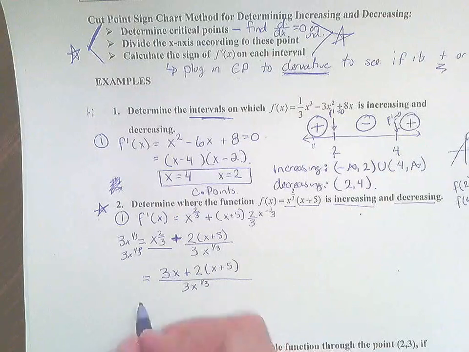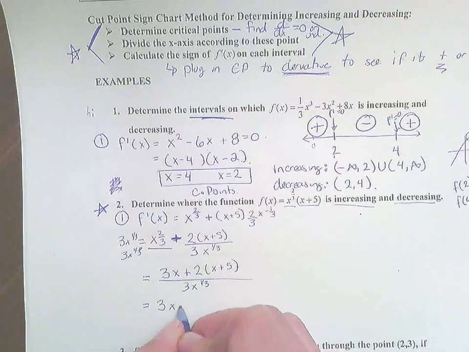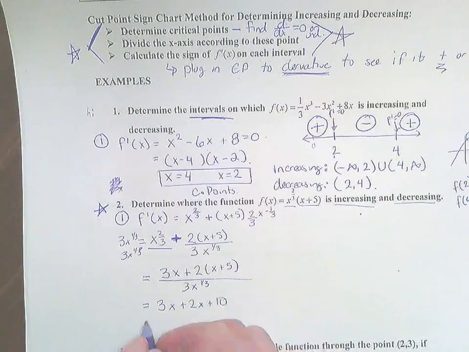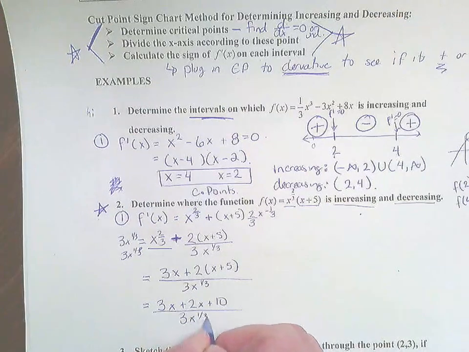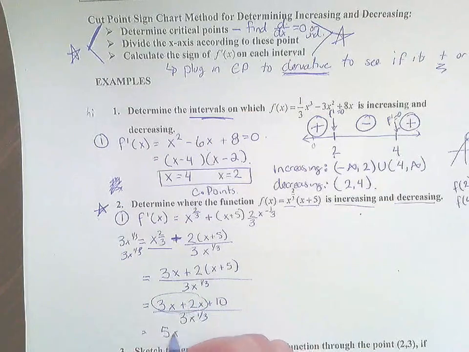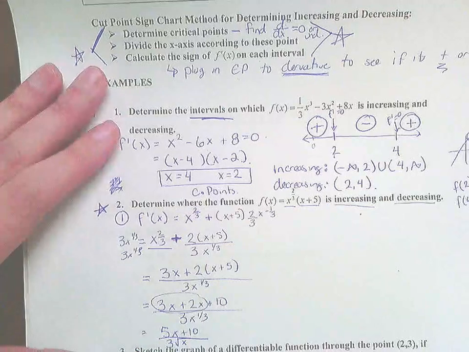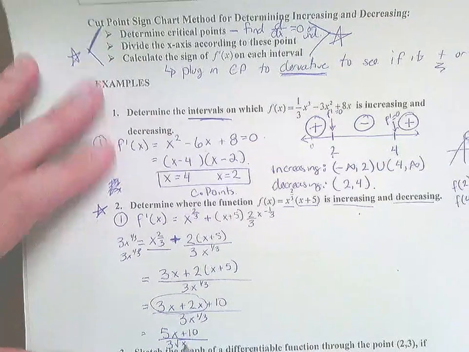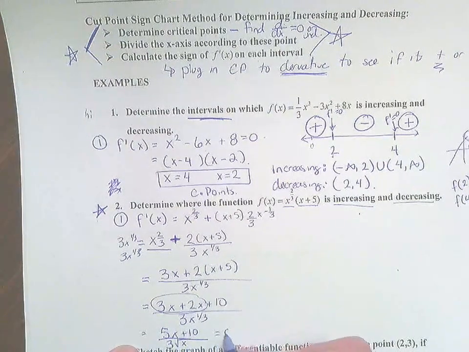So I'm going to continue cleaning this top part up. So 3x plus 2x plus 10 over 3x to the 3rd. And the final stage, combine these guys. So 5x plus 10 over 3 cube root of x. Okay? And now we can find the critical points. So now I can set this equal to 0 and find my critical points.